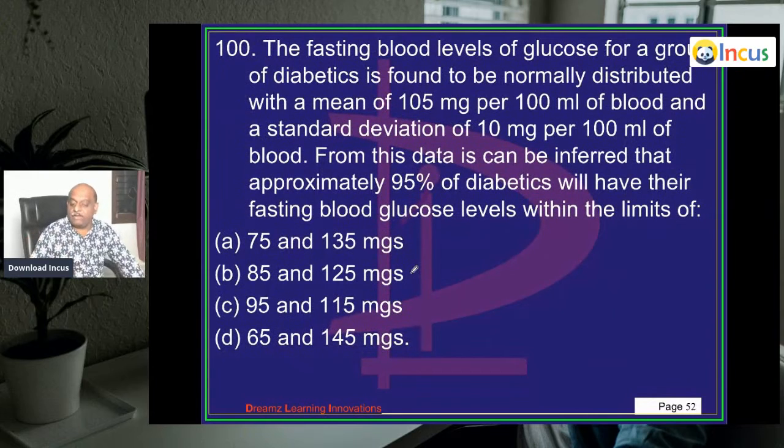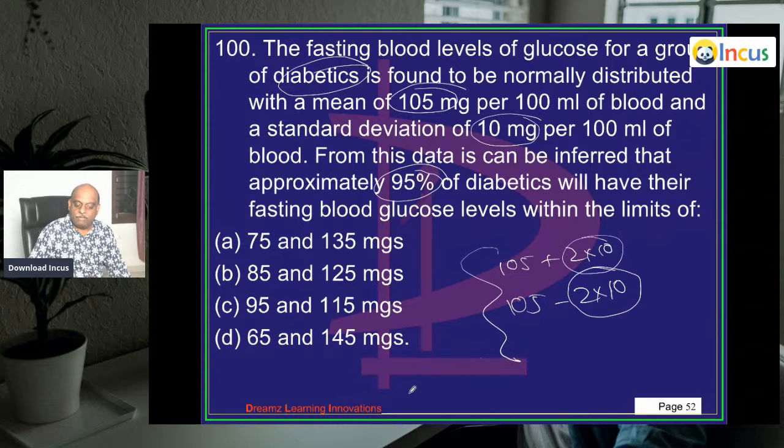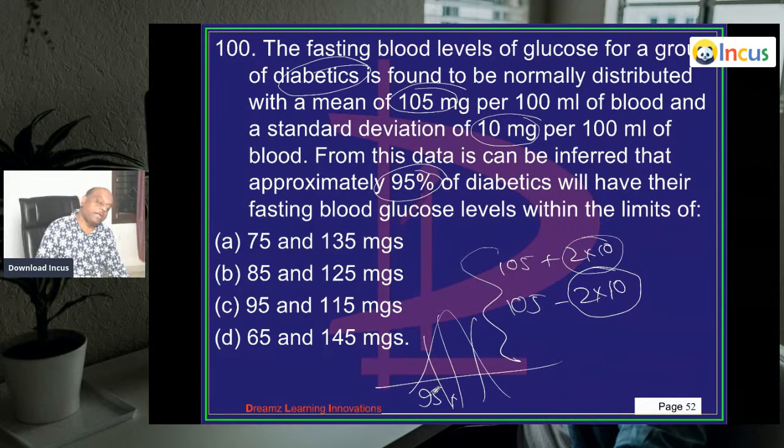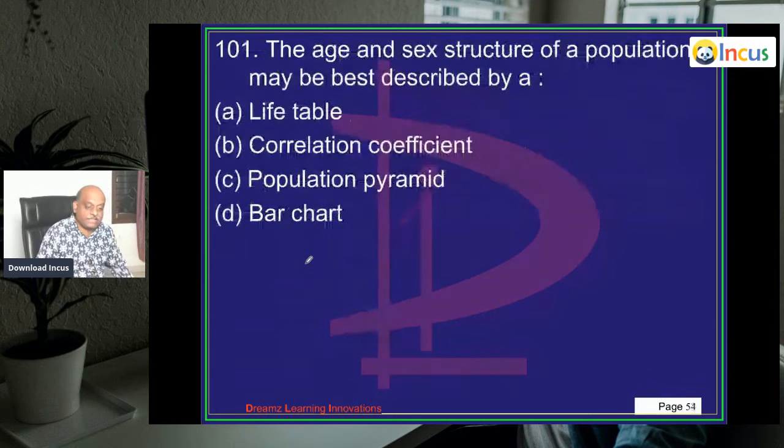The fasting blood level of glucose for a group of diabetics with a mean of 105, standard deviation 10. For 95%, it is 105 plus 2 into 10 and 105 minus 2 into 10. Two standard deviations from the mean is where typically 95% of people will fall. So that's the reason it is 85 to 125 milligrams is what you need to remember.